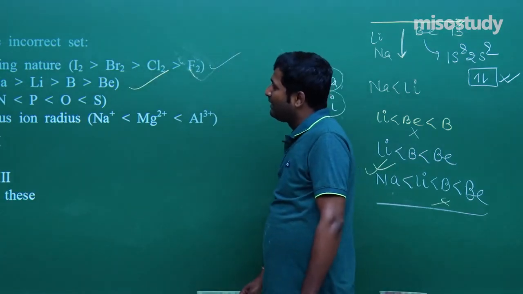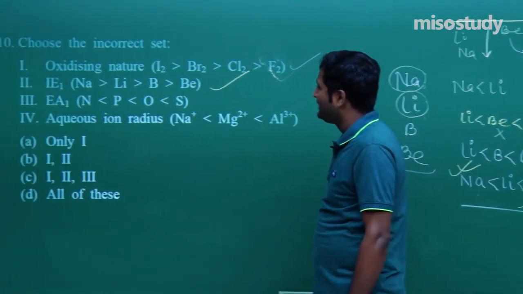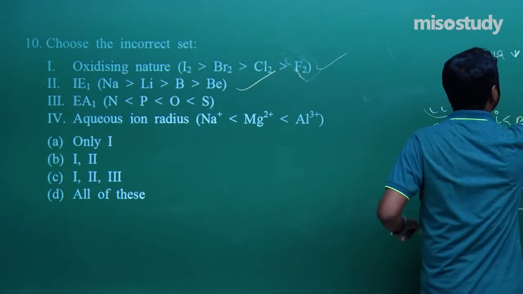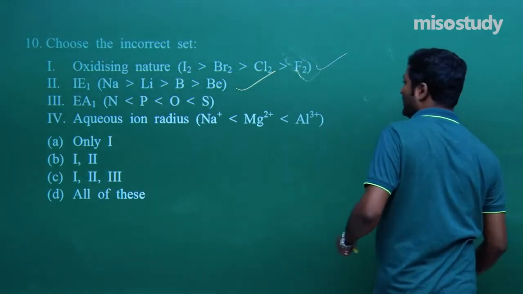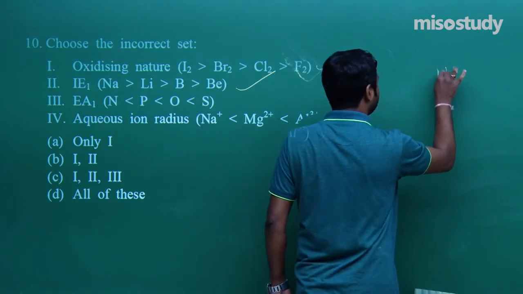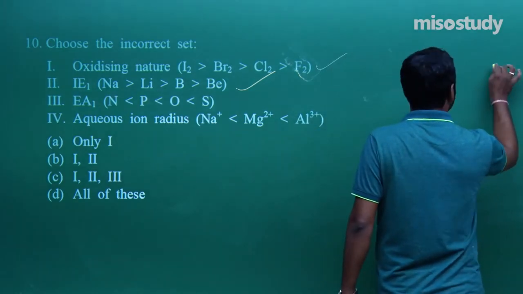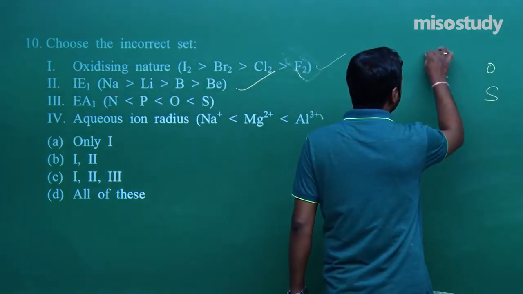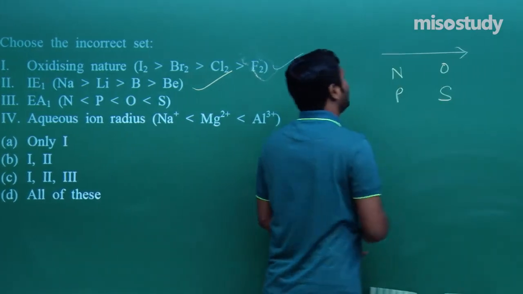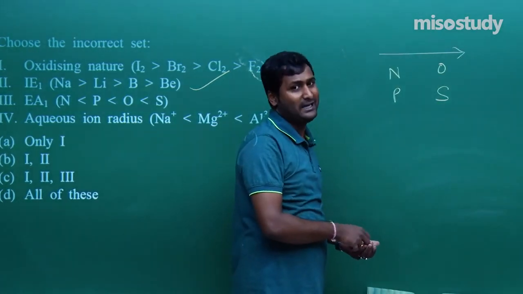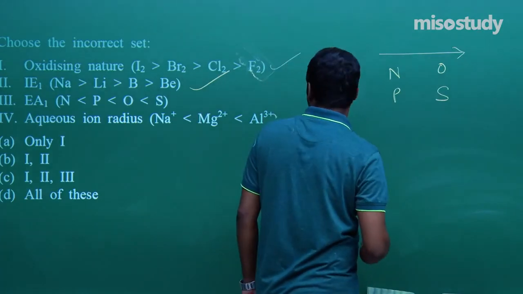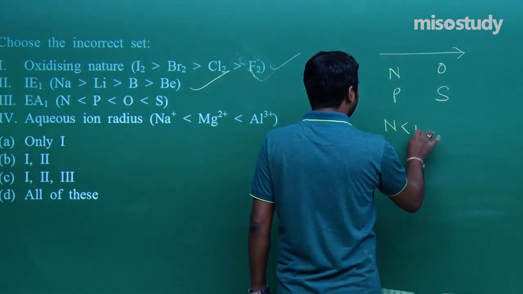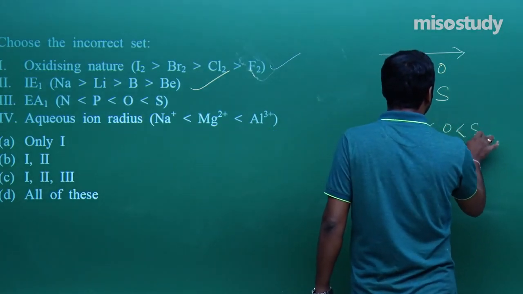Now check out electron affinity. As we all know, the electron affinity order in the case of nitrogen, phosphorus, oxygen and sulfur. This is nitrogen, this one is phosphorus, this one is oxygen and this one is sulfur. We know, as we move along the period, the non-metallic character increases, and hence the electron affinity also increases. So the order is nitrogen, then phosphorus, then oxygen, then sulfur.